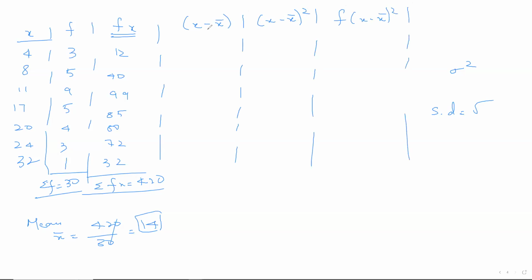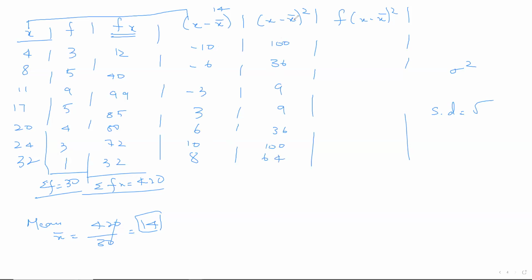So first we'll find this. X dash is 14. Again, I'll write that. I don't care if it's negative also. I just want the answer. So x is here. I'm subtracting this. So 4 minus 14 is minus 10. You keep doing this for the column. Minus 6, minus 3, 3, 6, 10, and 18. Now we will square this. You can see 100, 36, 9, 9, 36, 100, 324.